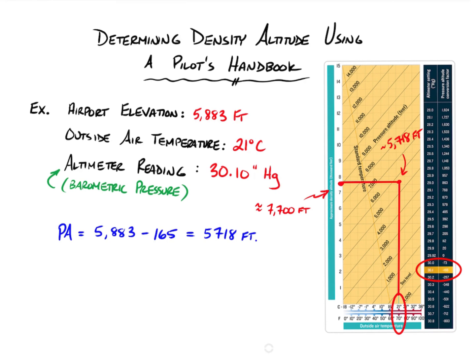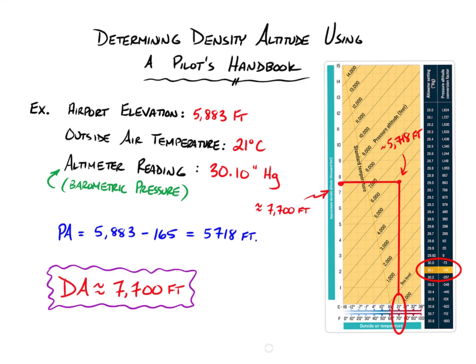This is a nice quick way to determine what the density altitude is without having to do all those calculations. Either one is fine. You'll have to do both to prove to me you can use them. But if you do have this, the chart from the pilot's handbook, it'll be a bit quicker.